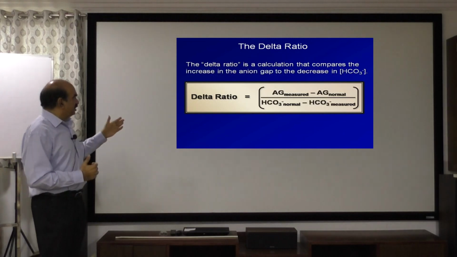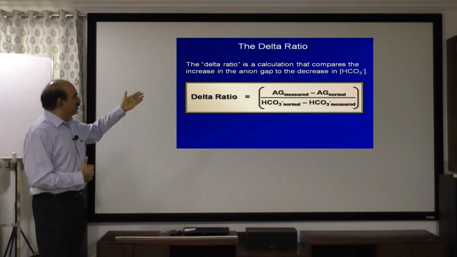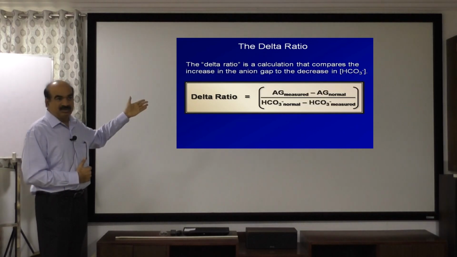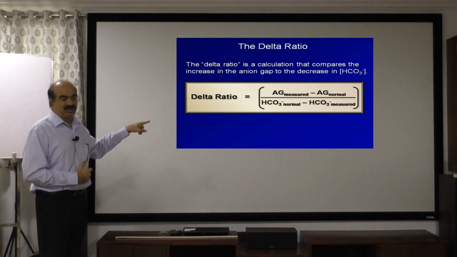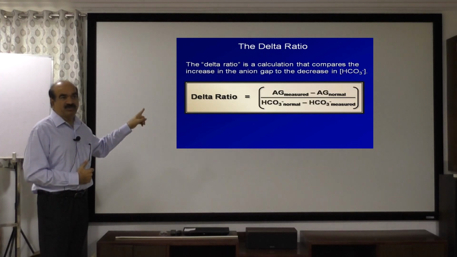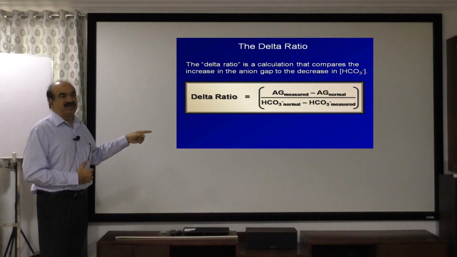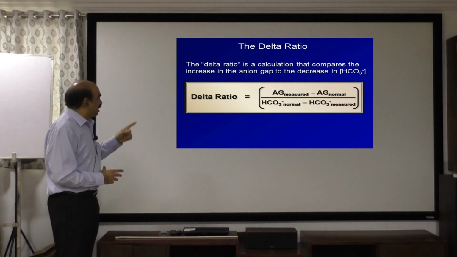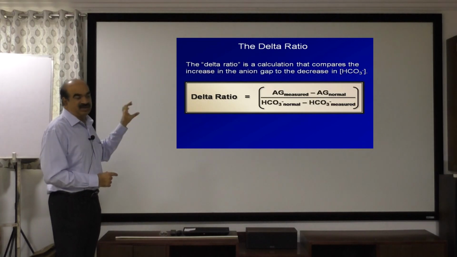The delta ratio is a calculation that compares the increase in the anion gap to the decrease in bicarb. It is the ratio of the increase in anion gap to the decrease in bicarb. We expect that ratio to be 1:1. If the anion gap increases from 12 to 20, an increase of 8, we expect an 8 decrease in bicarb. Here the delta anion gap is the measured anion gap minus the normal anion gap. That is called the delta anion gap.